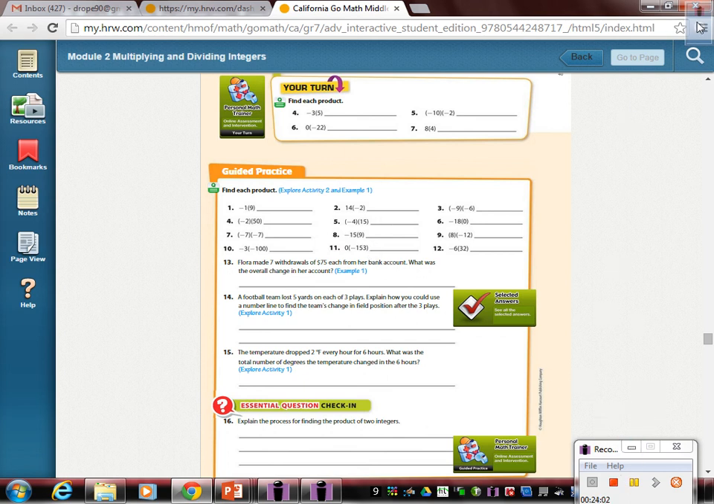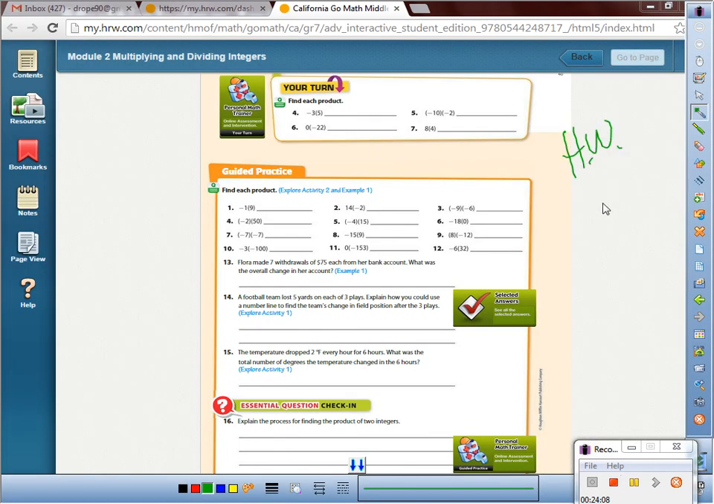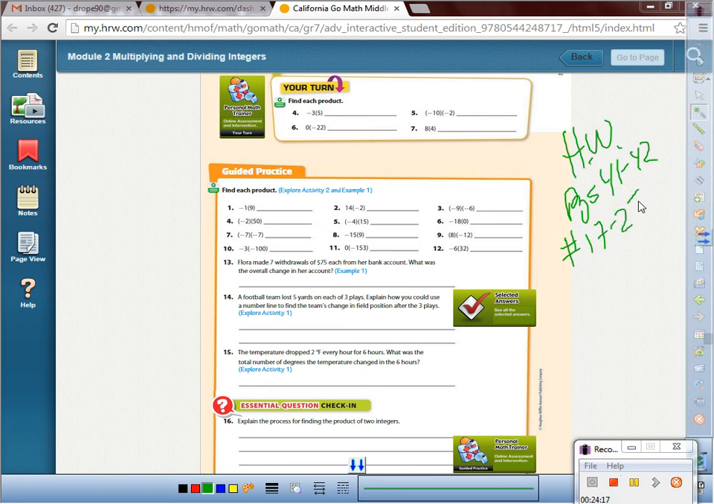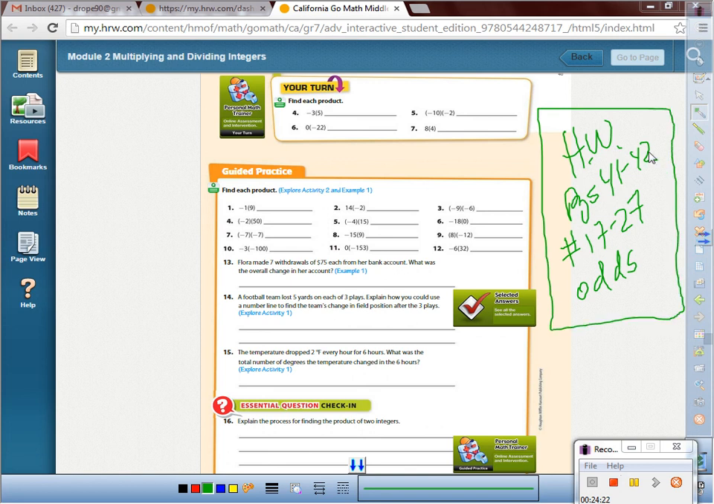Oh, and before I forget, homework for tonight is found on pages 41 to 42, number 17 to 27 odds. Once again, it's more about answering questions about concepts. I want to see what you guys are thinking. So make sure, read the entire problem and read the question out so that you understand what you're doing.